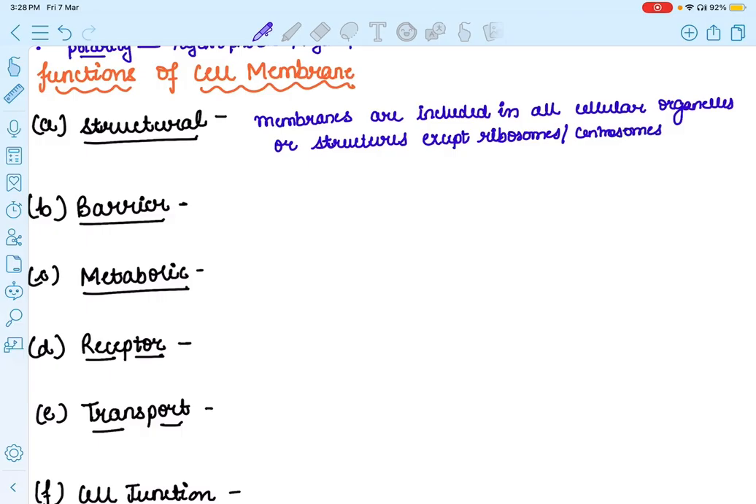Basically, it means that to maintain the structure of the cell, the membrane-bound structures have to be membrane-bound, while those which are non-membrane bound can remain non-membrane bound. Like the cell wall, the nucleus, all they have a membrane around them to protect them. Then the barrier, that is, it protects the cell from external factors, that is the selective permeability type of function.